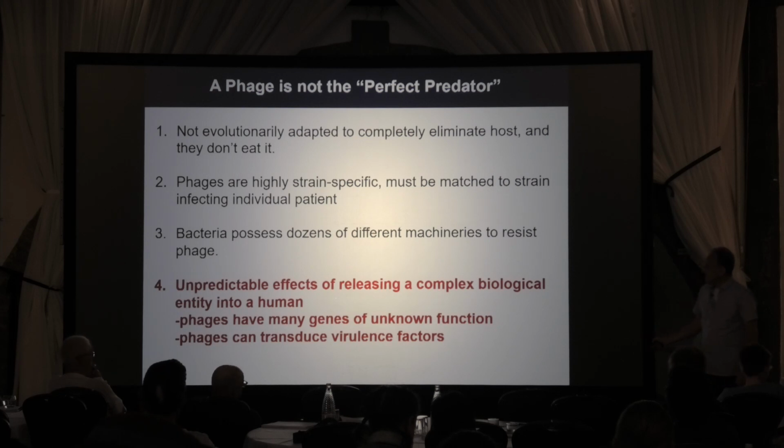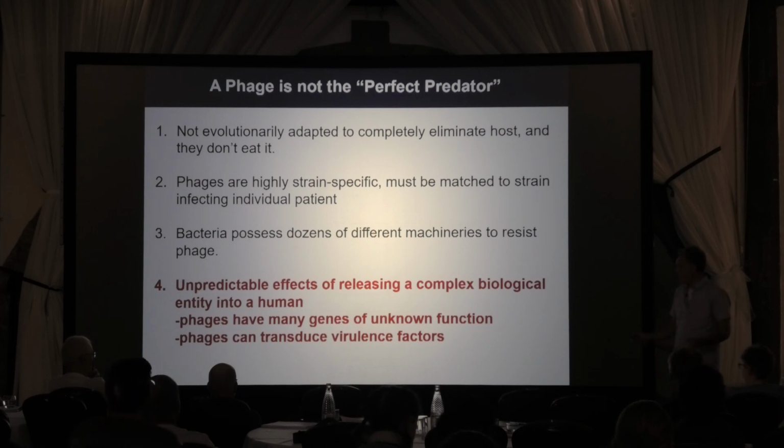Is that phages are unpredictable. Among the big reasons they're unpredictable is that every phage has so many genes of unknown function. And any time we isolate a phage and want to treat a patient with a phage, we're introducing all these genes of unknown functions. And we know that at least some of these genes can be virulence factors. And we know that many of the virulence factors in pathogenic bacteria come from phages.